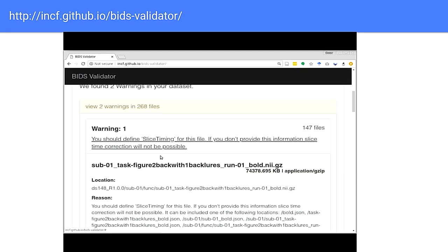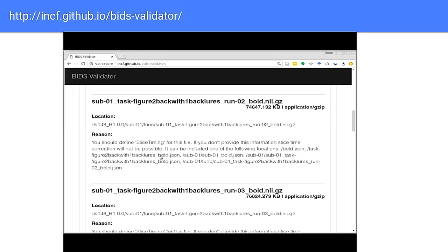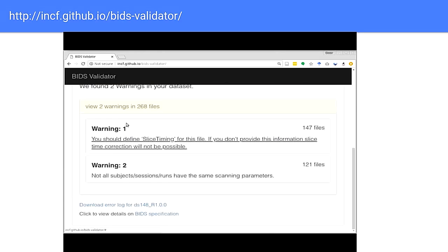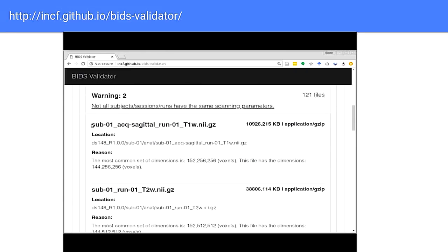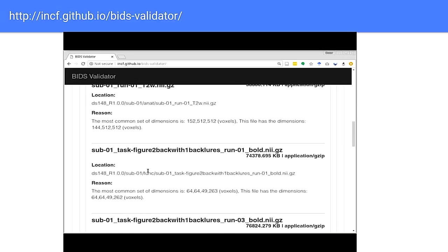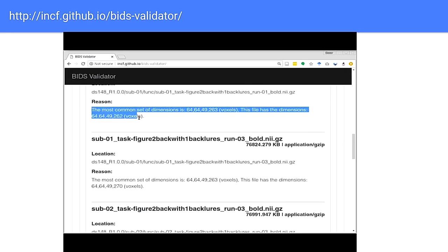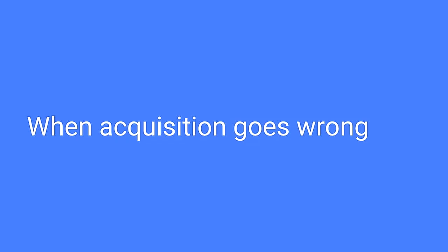So first of all, the slice timing information is missing. So we know in this dataset, we will not be able to perform slice timing correction. So if you wanted to do that, this is not your dataset. And then this is a second warning about inhomogeneous files. So we can see files that don't have the same matrix size. Basically, there are two T1s with different sizes, which could be a problem for your processing pipeline.